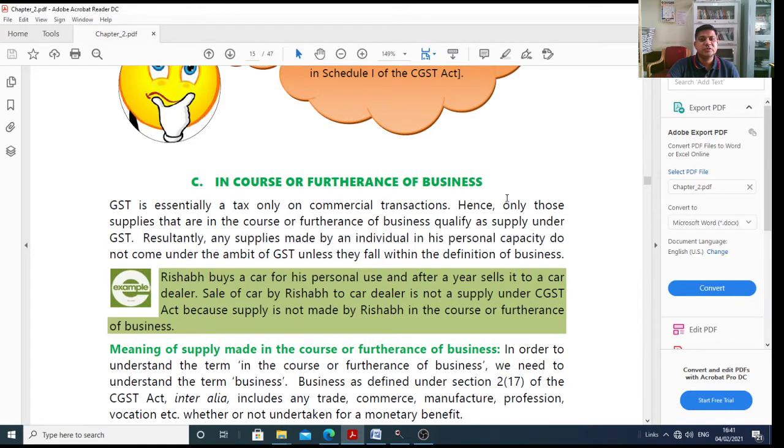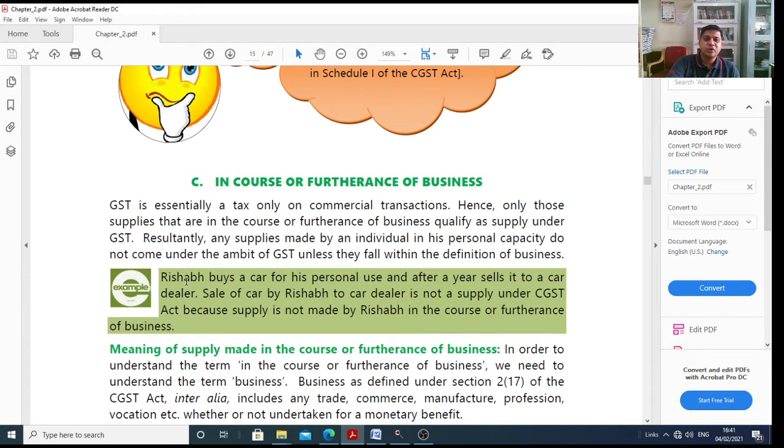Now, furtherance of the business. What do you mean by furtherance of the business? Rishabh buys a car for his personal use. After a year, he sells it to a car dealer. The sale of the car by Rishabh to the car dealer is not a supply under the GST Act, because the supply is not made by Rishabh in the course or furtherance of the business. He is not a business.